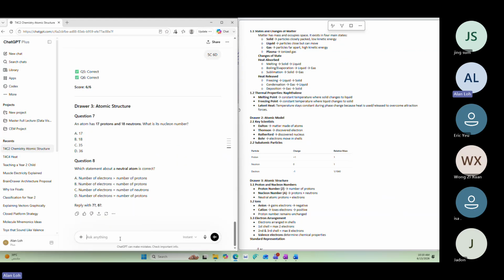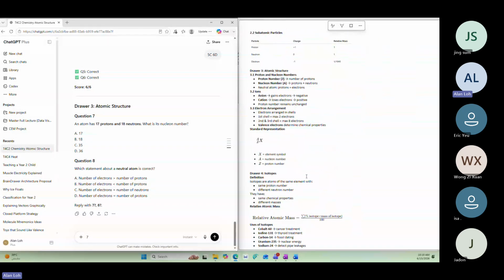Go for 7 and 8. That is drawer 3, atomic structure. Jaden, I need your answer. Right, 7 and 8. Everyone, especially Jaden. Jaden missed 1 and 2 and also 5 and 6. An atom has 17 protons and 18 neutrons. Okay, let's scroll up.